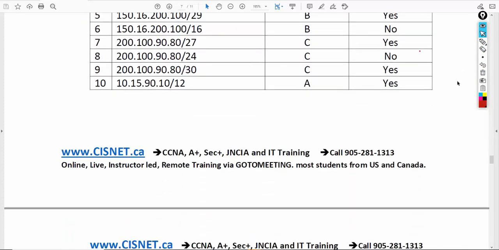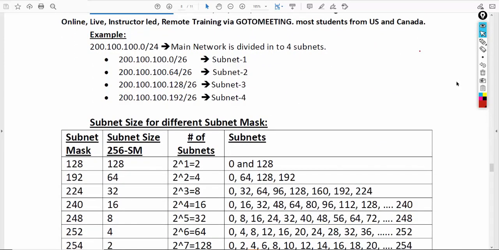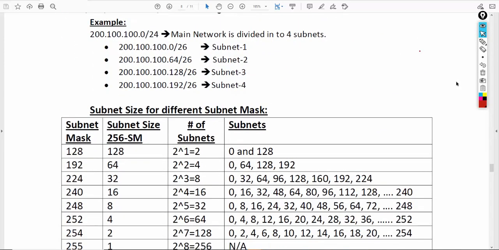So we are going to keep on going down so you guys know how to come back. Look at this example, one of the good examples. In this one, you have a subnet called 200.100.100.0/24. It is not subnetted, but if you want to create 4 subnets, what you can do, you can go to /26.